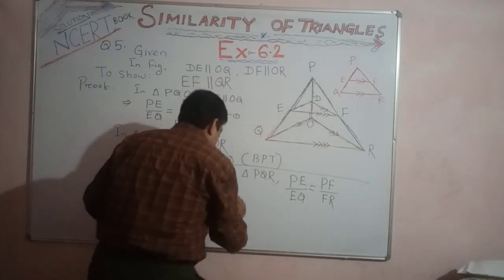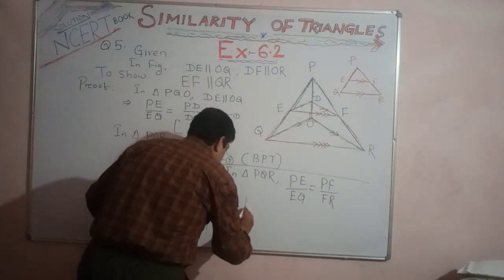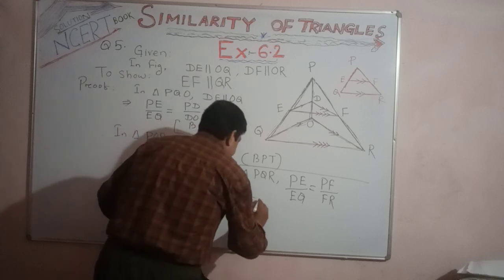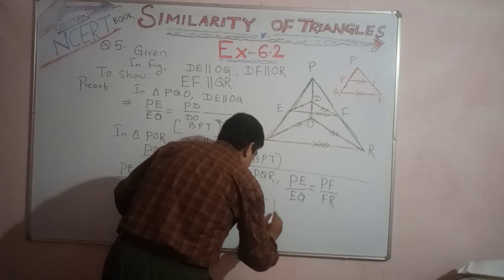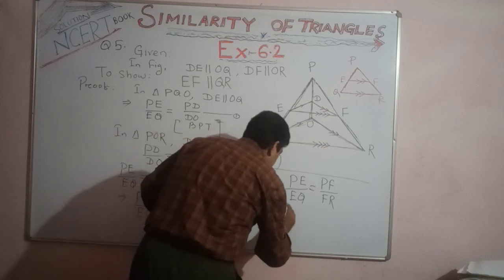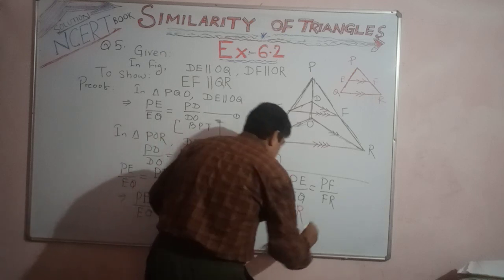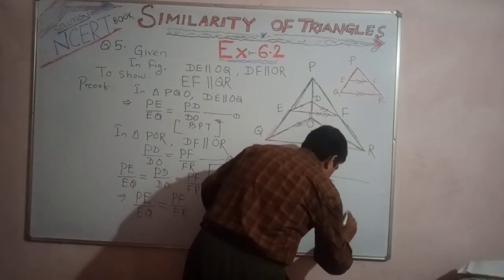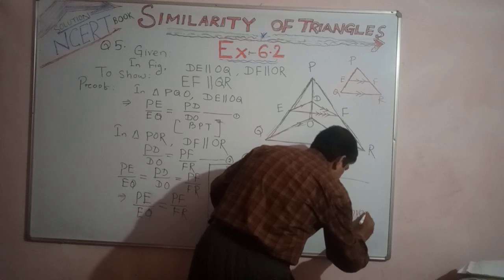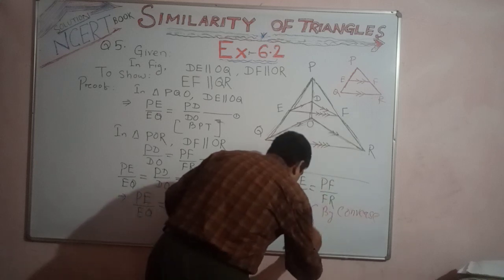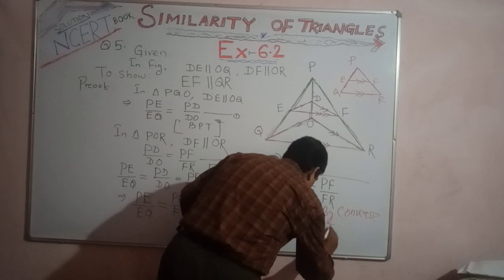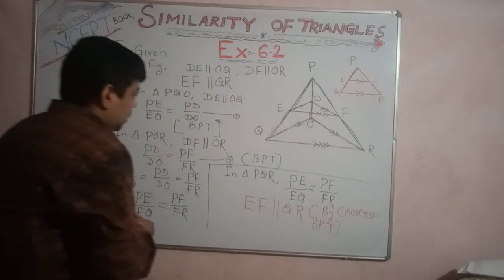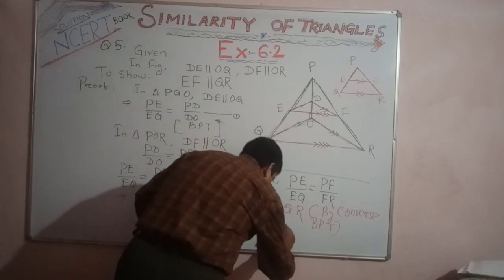Yes or no? So, according to the converse basic proportionality theorem, EF is parallel to QR. Is it clear? By the converse basic proportionality theorem. Understand? So this is a very simple problem.